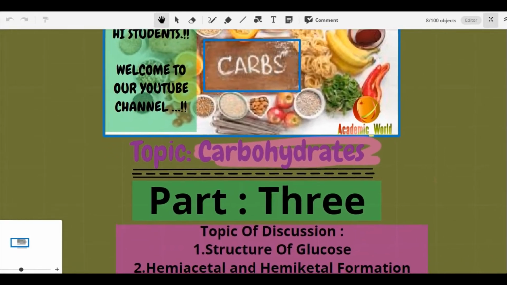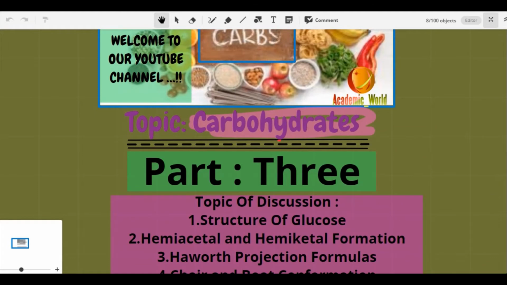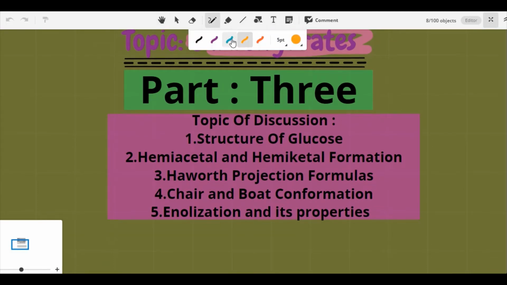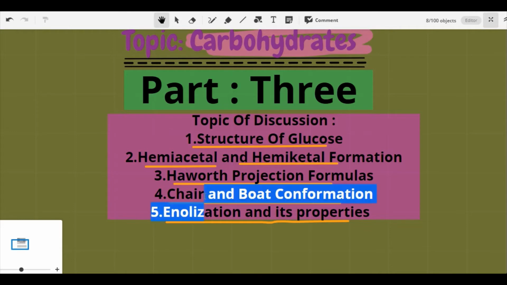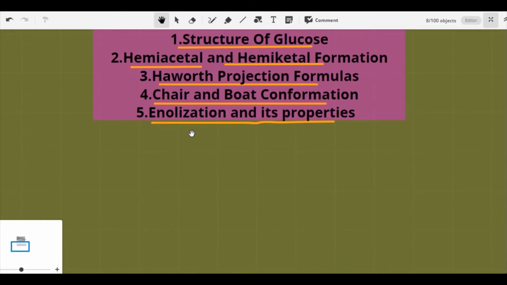Today we are going to discuss the third part of the carbohydrates topic. In this part, our main topic of discussion is the structure of glucose, and in the structure of glucose topic we will discuss hemiacetal and hemiketal formation. The next one, Haworth projection formulas, and then chair and boat conformations, and the fifth one, that is enolization and its properties. Okay, so now we are going to start.